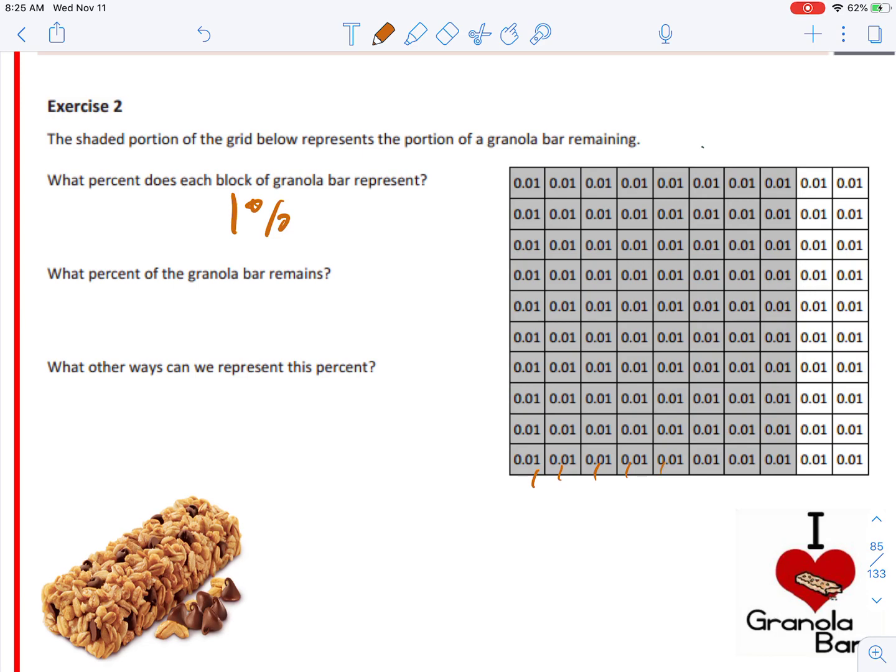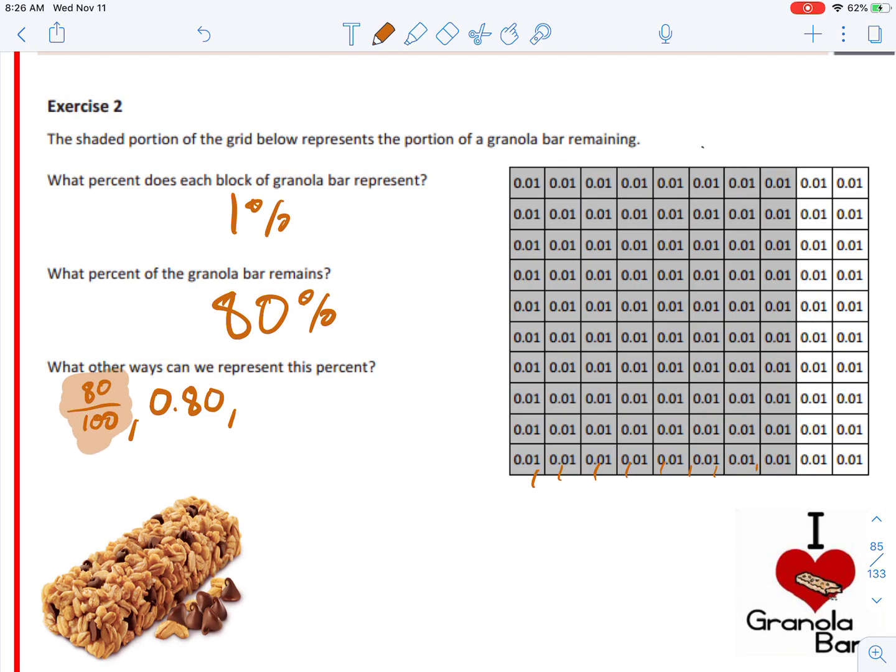So what percent of the granola bar remains? Well, there's 8 rows with 10 in each row. So that is 80%. What other ways can we represent this percent? Okay, we can represent it as a fraction, which would be 80 over 100. 80 are shaded, there are 100 total, so 80 over 100. As a decimal, 80% is going to be 0.8 or 0.80. Okay, either one is correct. 8/10 or 80/100 are both equal to 80%. Now, looking at this fraction, can we simplify that fraction?